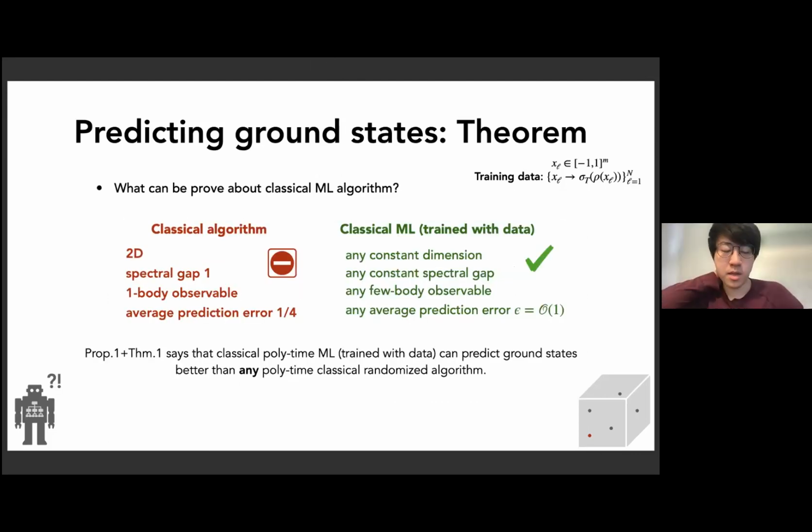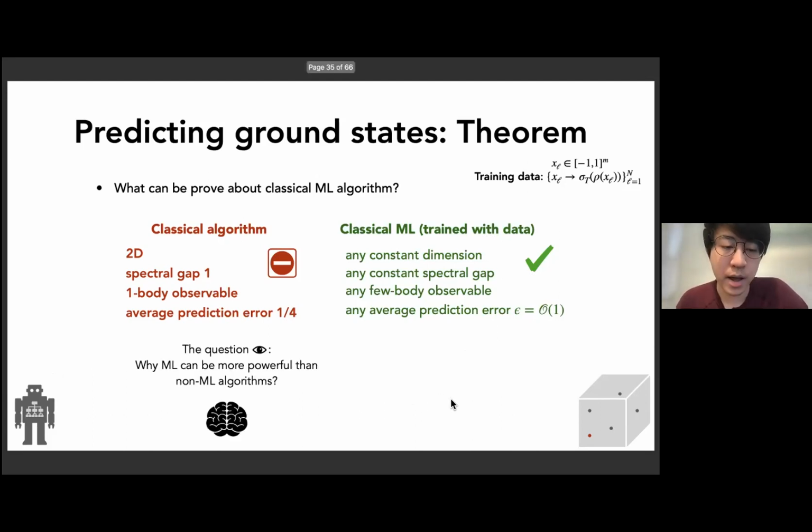So now, basically, you can see that by combining proposition 1, showing that no polynomial algorithm exists, and theorem 1, showing that the proposed classical machine learning algorithm can make good predictions, it basically says that a classical polynomial time machine learning algorithm trained with data can predict ground states better than any polynomial time classical randomized algorithm in the worst case in general.